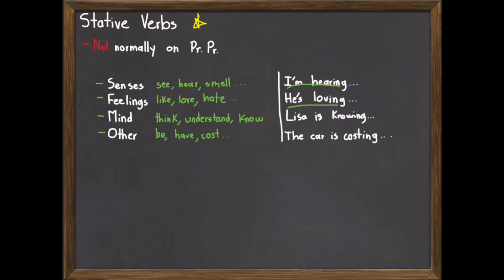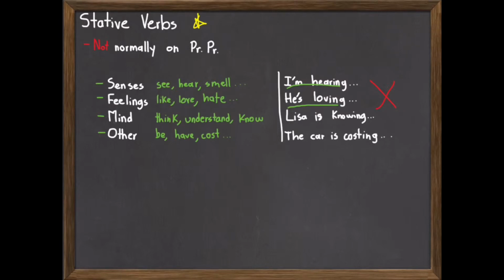It would be correct. He loves his mother would be a more correct sentence. Lisa is snowing. The car is costing. Those are sentences that are wrong because we don't normally use the present progressive with these stative verbs. I hope you understood, and if you have more questions, you can also ask your teacher about this.